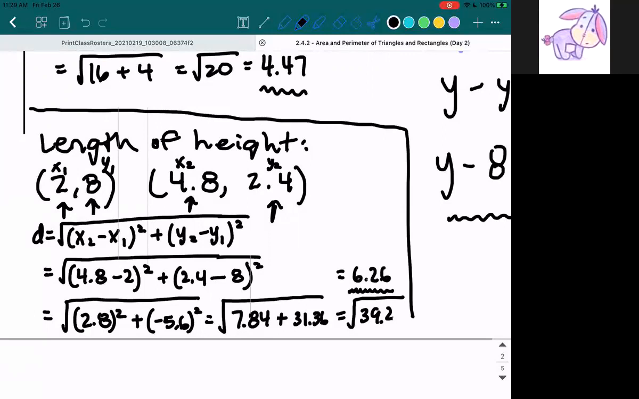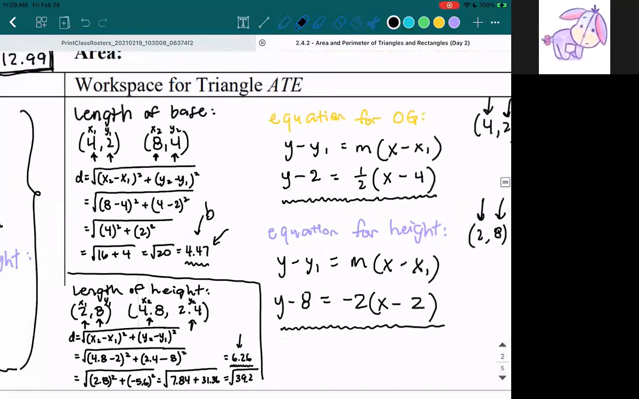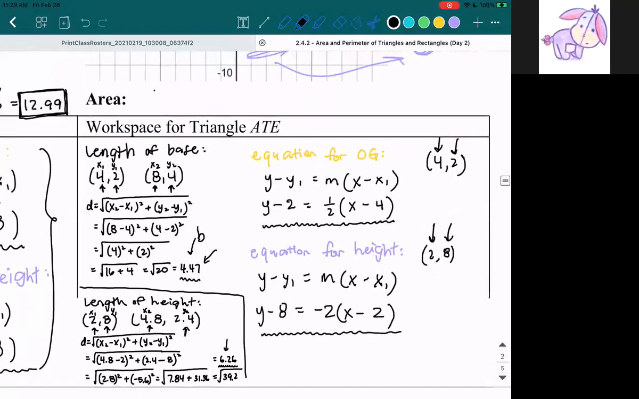Okay, so we've got the length of the base, right over here, the first thing we did. Now we just got the length of the height, the last thing we did. And so finally, we can use it in our area formula, which is 1/2 base times height. So 1/2 times the base times the height.